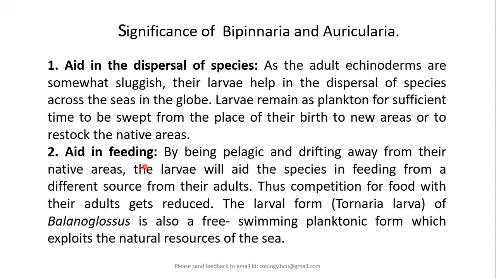The second one is that the development of larval stages during the life cycle of echinoderms helps the species in feeding. By being pelagic and drifting away from their native areas, the larvae will aid the species in feeding from a different source from their adults. Thus, the competition for food with their own adults gets reduced. That means the larvae try to feed from a different source of food.